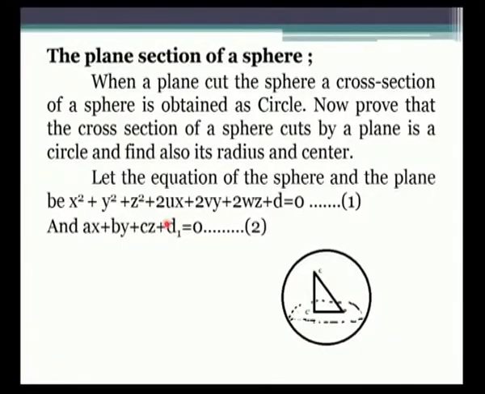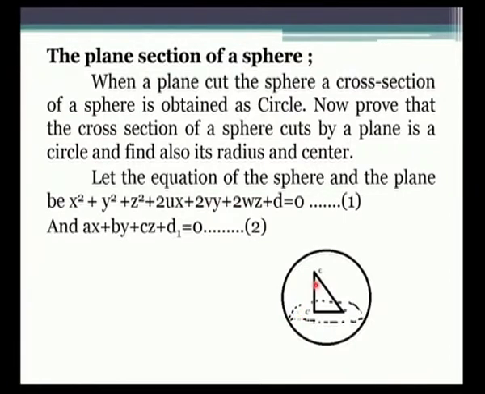Next, plane section of a sphere. You know, if you cut a sphere, the cross section of the sphere will be a circle. That circle will be a planar one. So that's what is explained in this part, the plane section of a sphere. When a plane cuts the sphere, a cross section of the sphere is obtained as a circle. In this diagram, you can see the dotted line is the cross section. That dotted line denotes the circle.